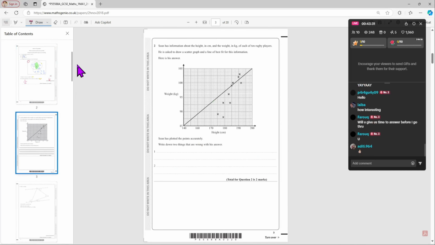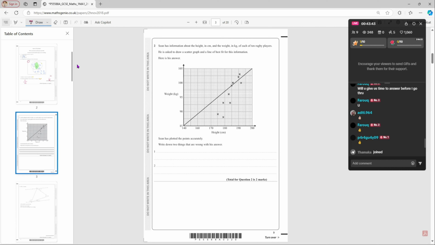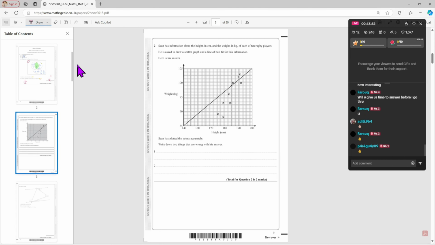So, Sean has information about the heights in centimeters and the weight in kg of each of 10 rugby players. He's asked to draw a scatter graph and a line of best fit for this information. Here is his answer. Sean has plotted the points accurately. Write down 2 things that are wrong with his answer.